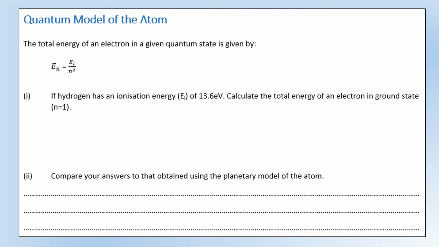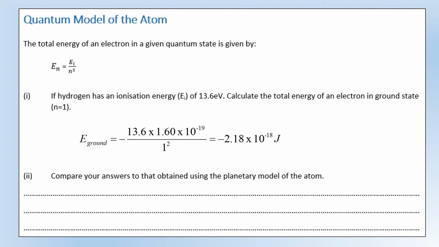So now we're going to look at the quantum model of the atom, and there's an equation to calculate the total energy of an electron in a given quantum state. That's that the energy at quantum level n is equal to the ionization energy divided by the quantum number squared. So if hydrogen has an ionization energy of 13.6 electron volts, calculate the total energy of an electron in ground state where n equals 1.